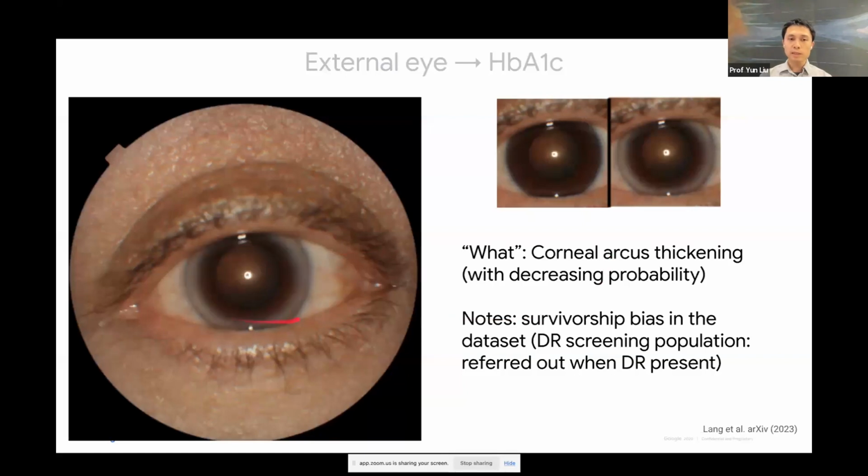Thinking more deeply about the data set, we believe what's happening here is that there's a bit of a survivorship bias. The data set that this was trained on was a DR screening population, and so when patients have poorer A1C control, they're more likely to have DR, and so they're more likely to be referred out of the program, which means in this particular data set, the directionality of this effect was such that if individuals were older, they tended to have better sugar control, not worse sugar control.